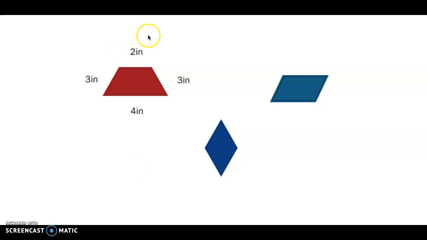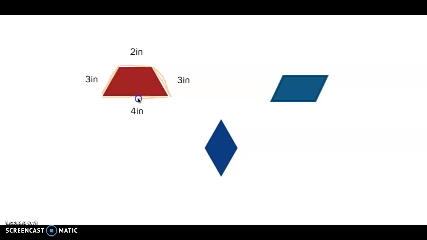So I have drawn these in already. Imagine that this side is 2 inches and this side is 3 inches. And of course this side is 3 inches because these two sides are equal lengths. And the bottom side, the longest one, is 4 inches.